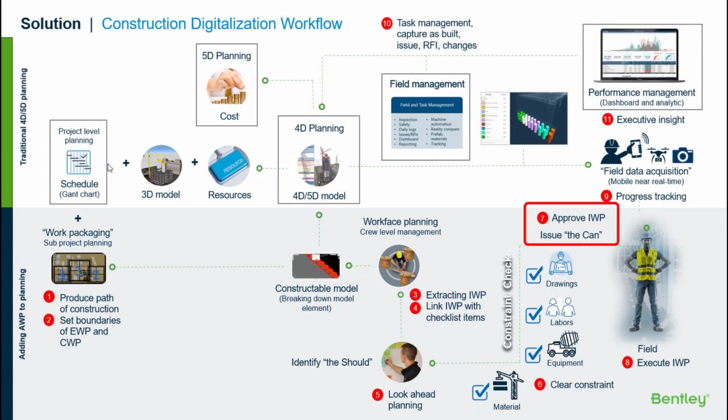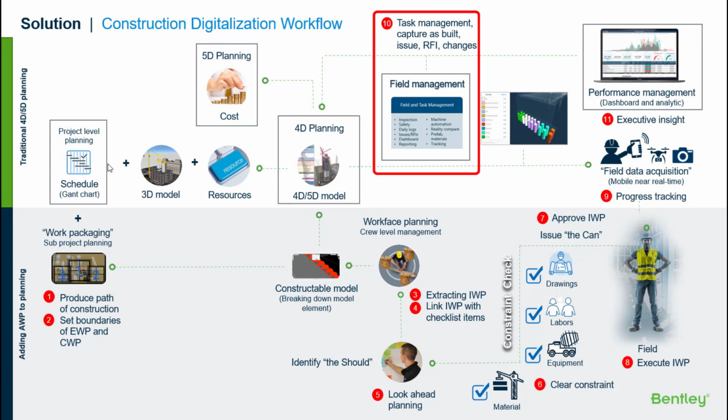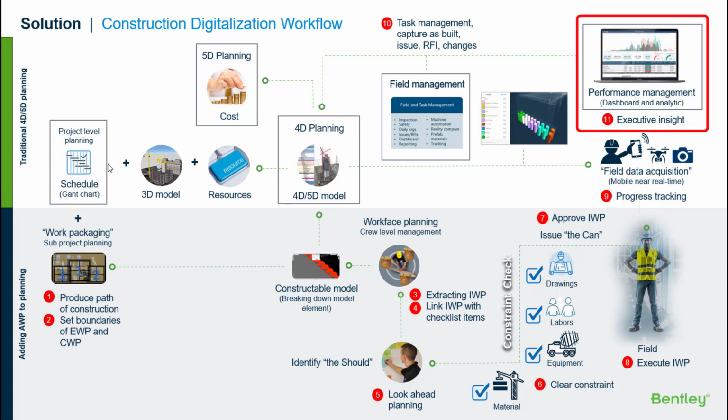Now, we can issue the CAN and start approving the IWPs. Once all our IWPs are ready to go and the work starts to be executed, we will need to start tracking the progress. With that comes field and task management, where we start to deal with issues, as-builts, RFIs, and any kind of changes. Then, the executive insight. I think we all know the importance of creating a simple metric through dashboards or analytics to quickly show if we are winning or losing.